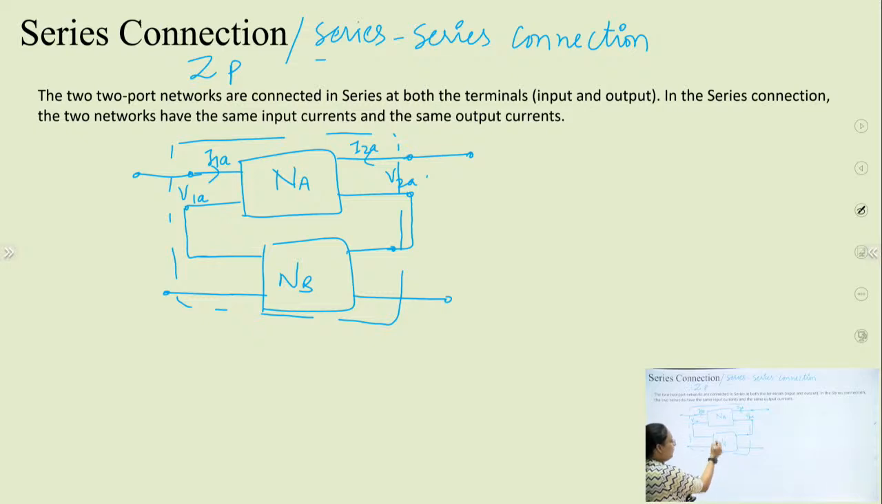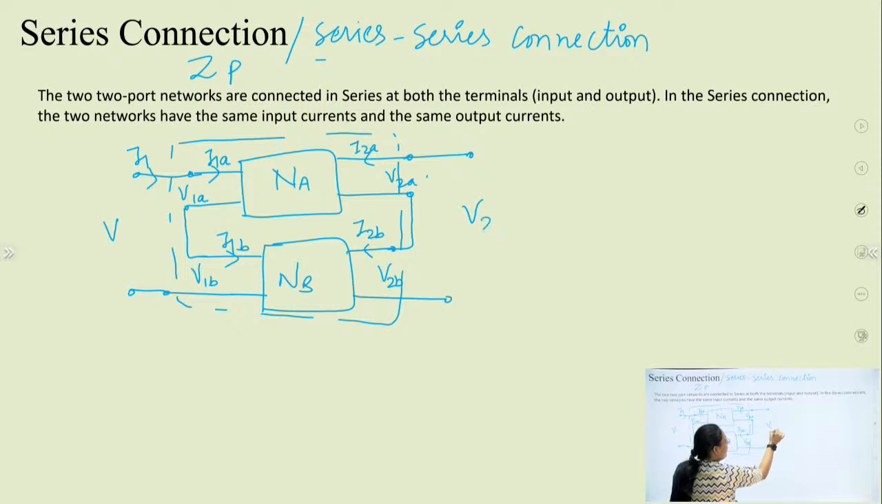For network B, the voltage at the input terminal will be V1B, and the input current will be I1B. The voltage at the output terminal will be V2B, and the current will be I2B. Okay, so for the overall network, the voltage at the input terminal will be V1 and the current will be I1, and the voltage at the output terminal will be V2 and the current will be I2.